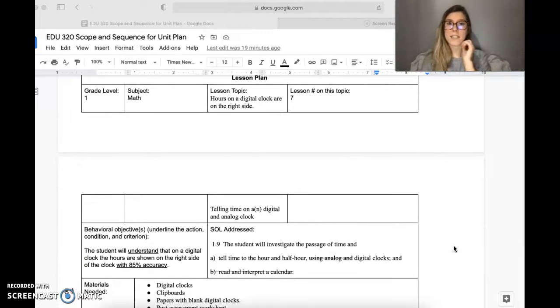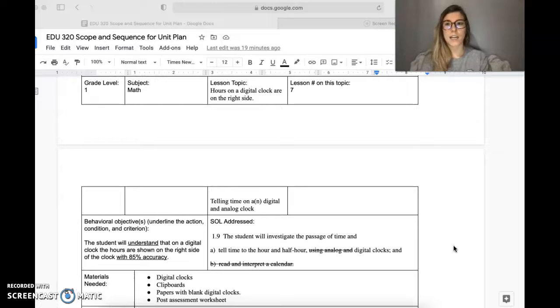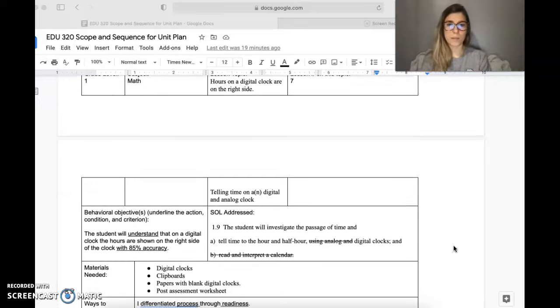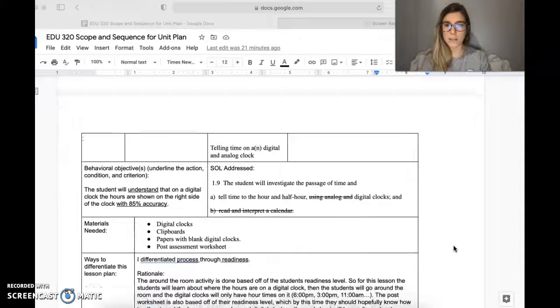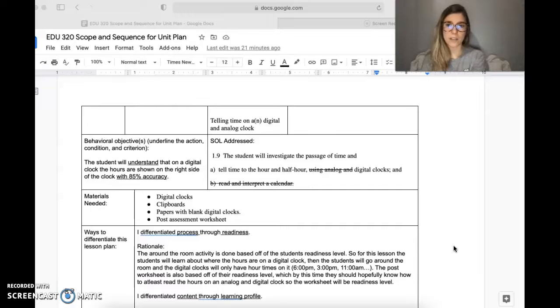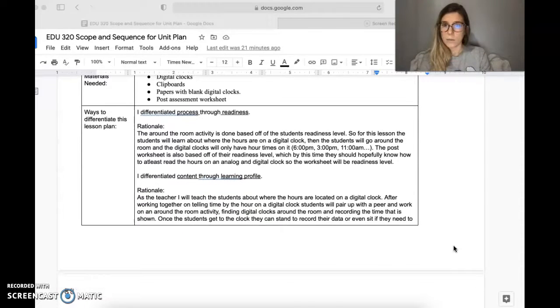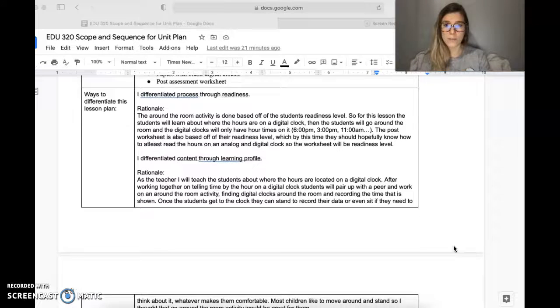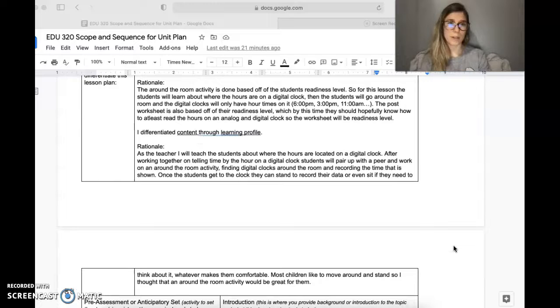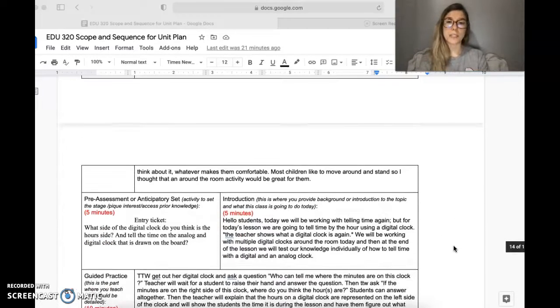And then lastly, day 7, hours on a digital clock are on the right side, and they will also be able to tell time on a digital clock. The student will understand that on a digital clock the hours are shown on the right side of the clock. Ways to differentiate: I differentiate the process through readiness. The activity that they're doing again is based on their readiness level, and content through learning profile. They can work however they want as long as they're working.